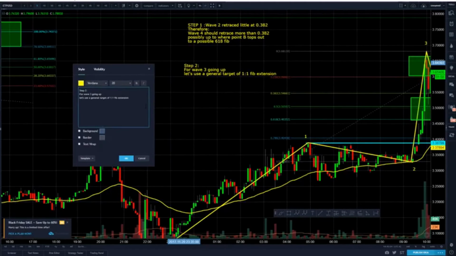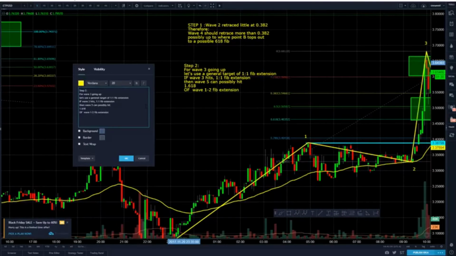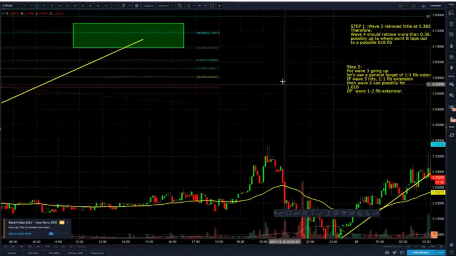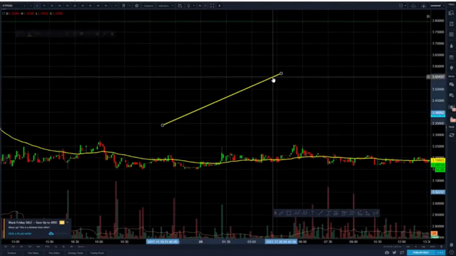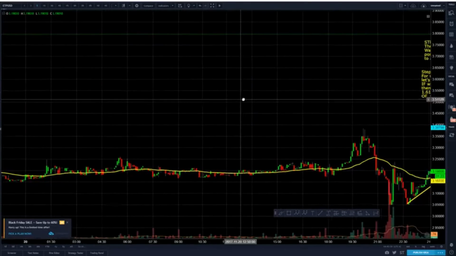We're gonna put in a rule that says if wave 3 hits 1-to-1 fib extension, then wave 5 can possibly hit 1.618 of wave 1-to-2 fib extension. Okay, so what this means is this right here. I will draw it out actually, just to make sure it makes a lot of sense. And these rules are set in stone.